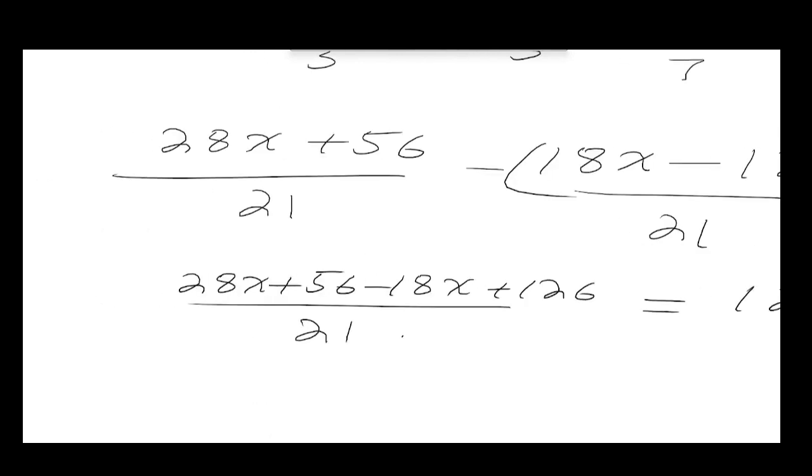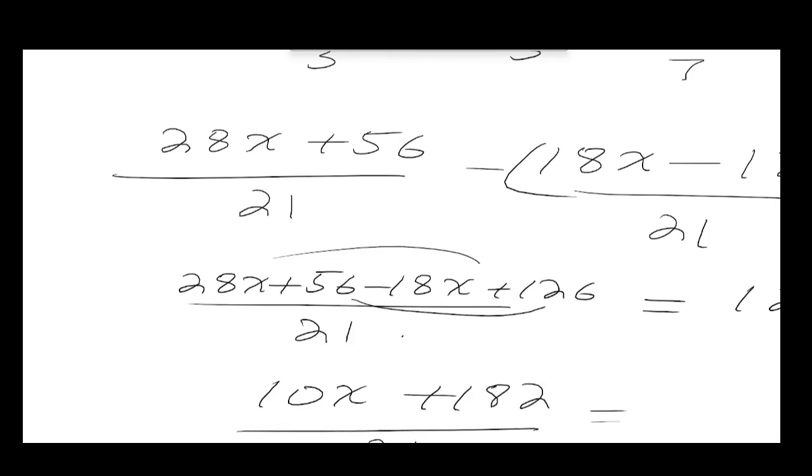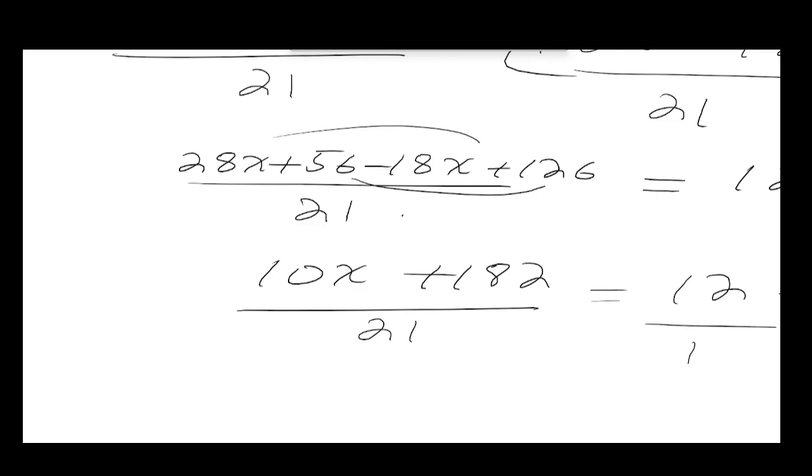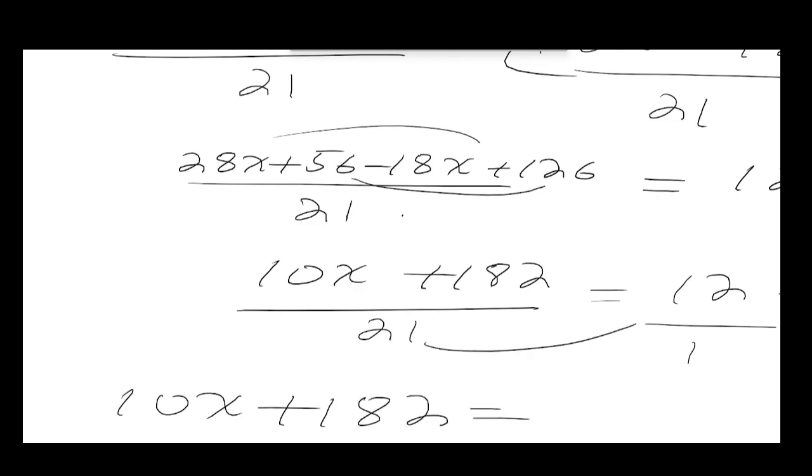Okay, so now we are going to simplify this. 28 will be subtracted with 18, and 56 will be added with 126. After adding both of these values, what will we get? 28 minus 18, here we're gonna get 10x, and then we can write 182 divided by 21. This is equal to 12. Okay, so now the denominator is 1, so we will have 10x plus 182, and this is equal to 21 multiplied by 12. So 21 multiplied by 12, that is 252. So we can write 252 right here.